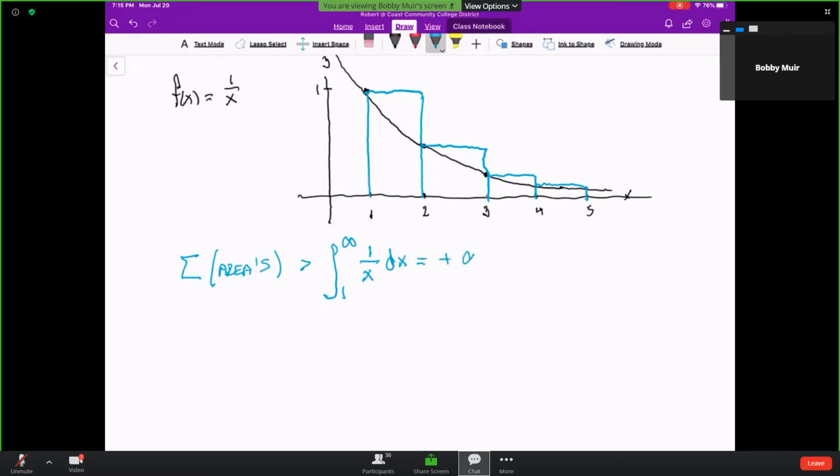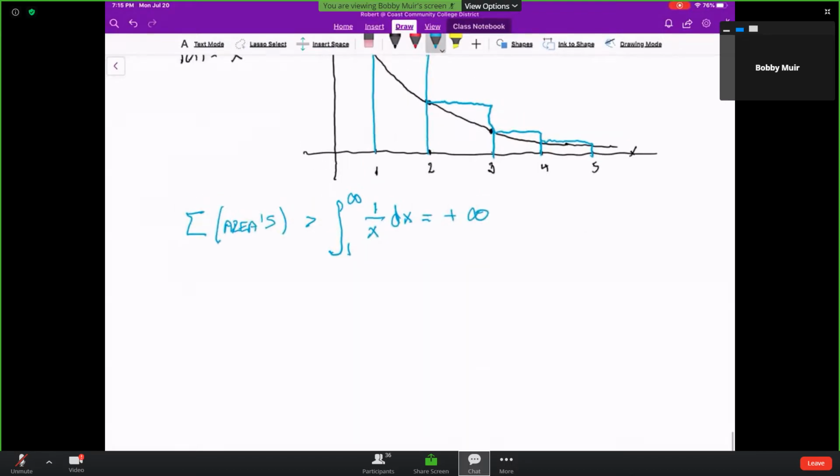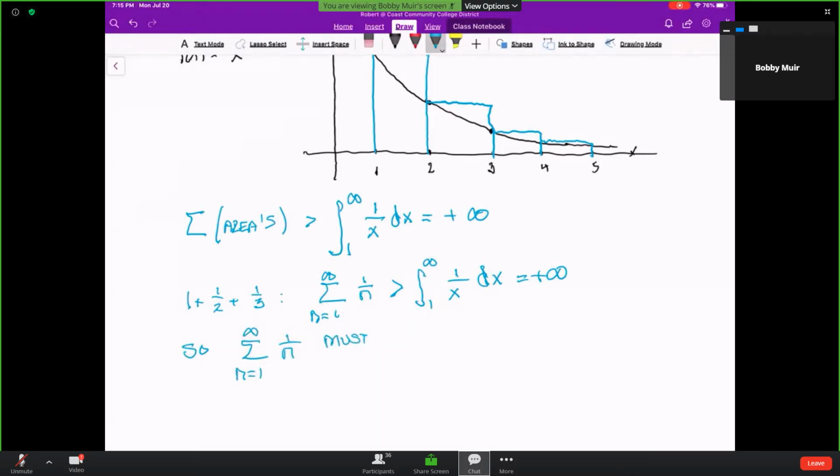The sum of the areas is 1 plus 1/2 plus 1/3. So what we've got here is the sum, n equaling 1 to infinity, of 1 over n is larger than the integral from 1 to infinity of 1 over x dx, which we know goes to infinity. So the conclusion is this sum, 1 to infinity of 1 over n, must diverge.